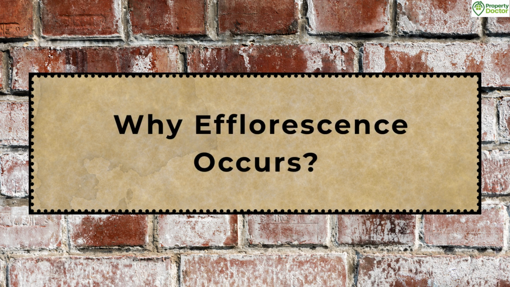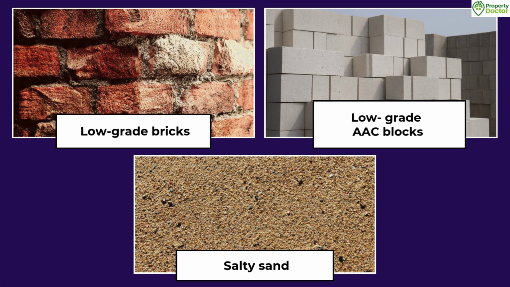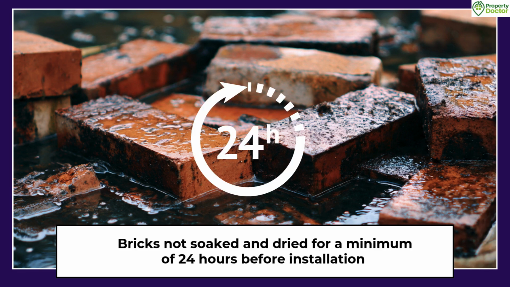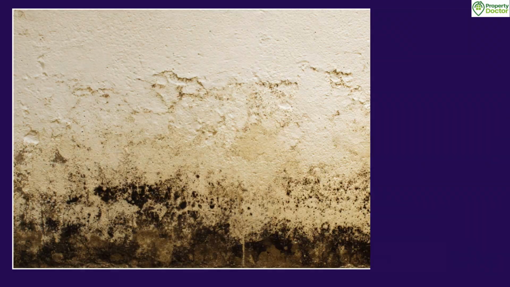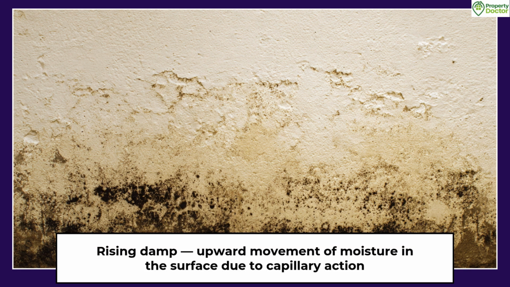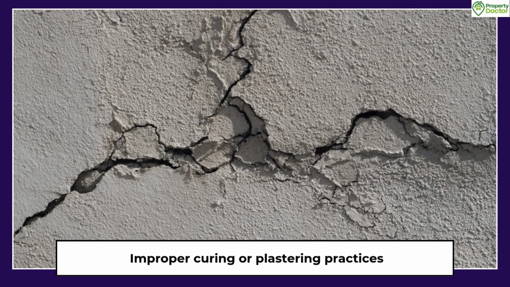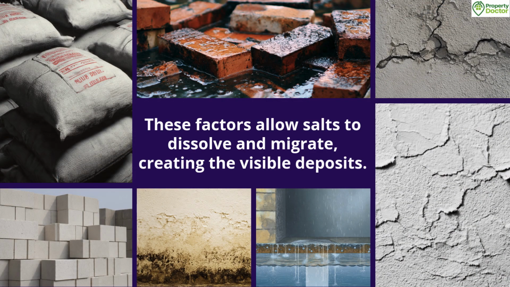Why efflorescence occurs? Root causes. Efflorescence is often caused by low-grade clay bricks and AAC blocks or salty sand used during construction. Bricks not soaked and dried for a minimum of 24 hours before installation. Excessive water seepage through walls. Rising damp, upward movement of moisture in the surface due to capillary action. Continuous monsoon humidity in new constructions. Improper curing or plastering practices. Using low-quality cement. These factors allow salts to dissolve and migrate, creating the visible deposits.